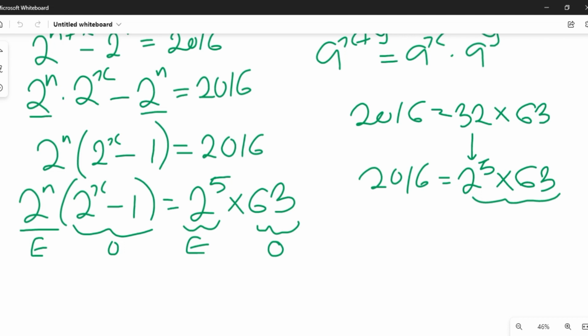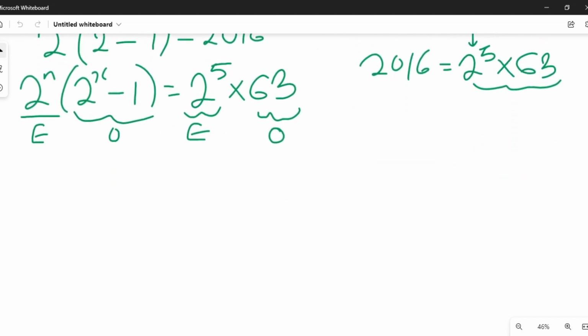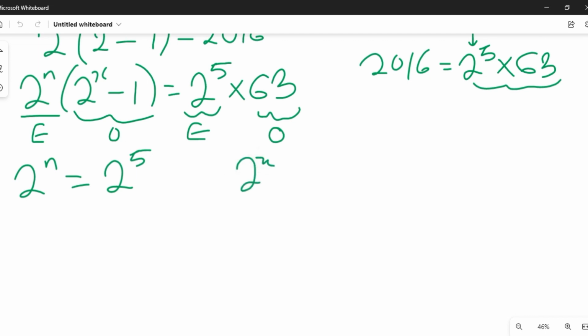So what we are simply going to do is equate the even numbers to the odd number, and then equate the even number to the even number, and the odd number to the odd number. So the even number will have 2 raised to power n equal to 2 raised to power 5, right? And then on the other hand, we have 2 raised to power x minus 1 equal to 63. That's equating similar terms.